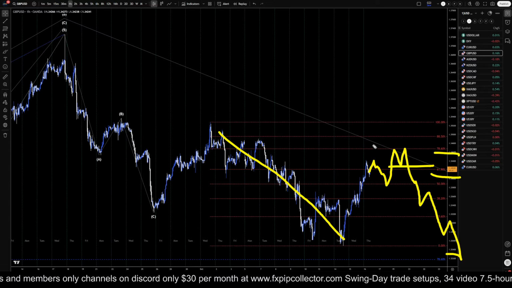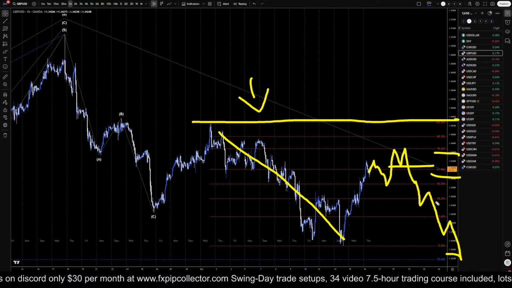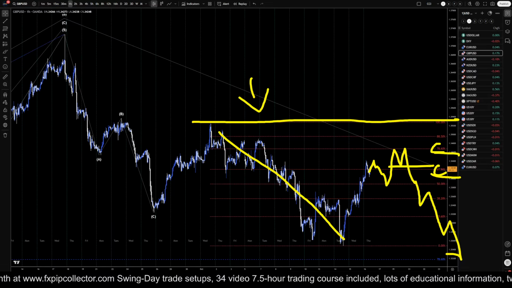Hopefully, we'll learn and see whether this turns into a reversal, goes up and breaks this high, or whether it's a corrective pattern and it breaks structure to the downside at a Fibonacci level.